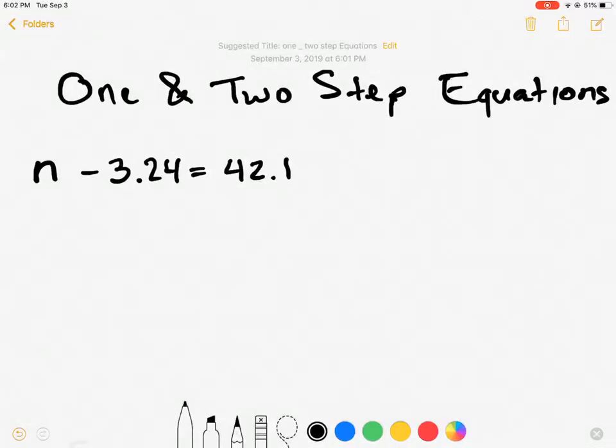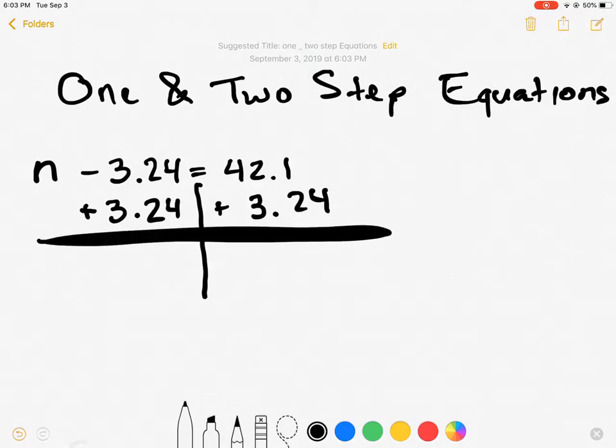The first thing to do when you're solving any equation is we want to separate the left and the right side of the equation, so I just draw a line down. If we're looking to solve for our variable n, then we want to eliminate any term that's not our variable term on that left side of the equation. So we're trying to isolate n, and we can do that by simply doing the inverse and adding 3.24 to both sides of the equation.